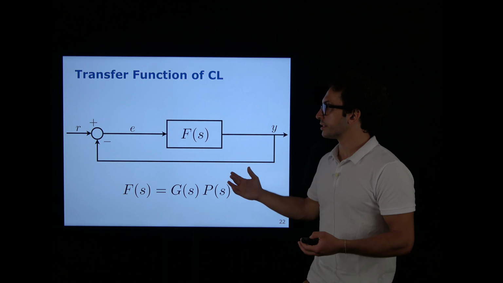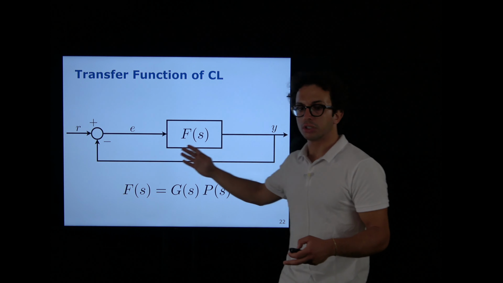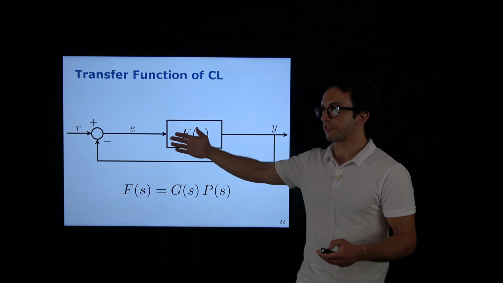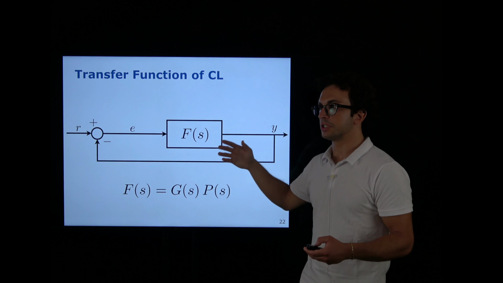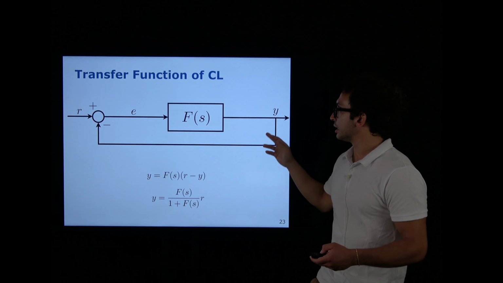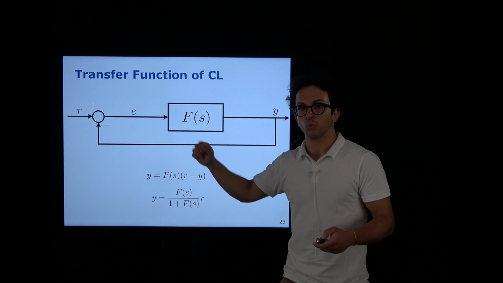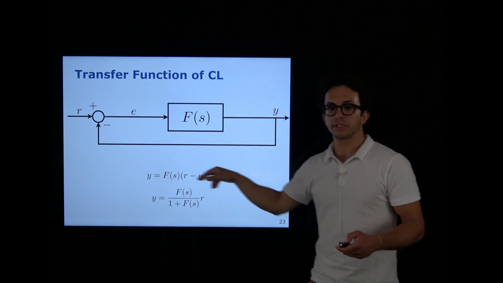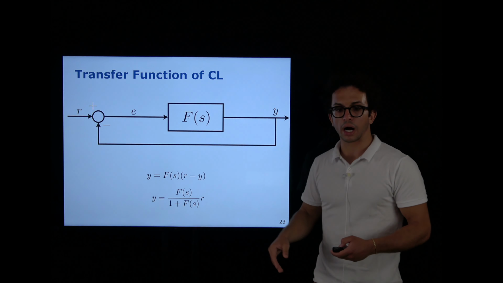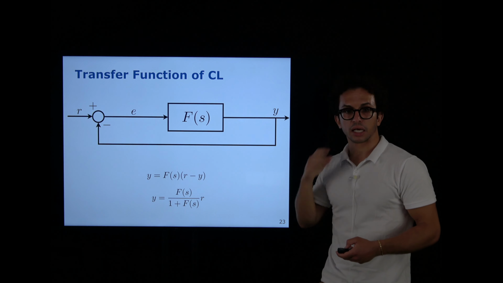Here also we want something that completely describes the output based on the input, and the input in this case is R, the reference. Given a certain reference, we want something that describes the behavior of the system up to the output. You can see from here that the output is equal to F times the error, where the error is equal to the reference minus the output itself. So it's something like this. Then we can just solve it for Y, and we get this thing here, F over 1 plus F.